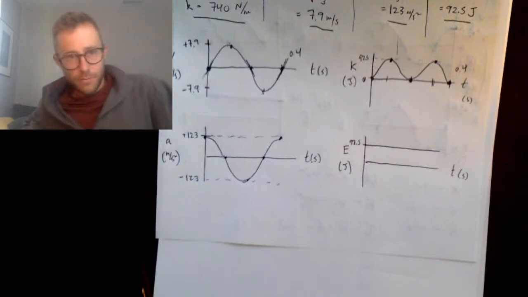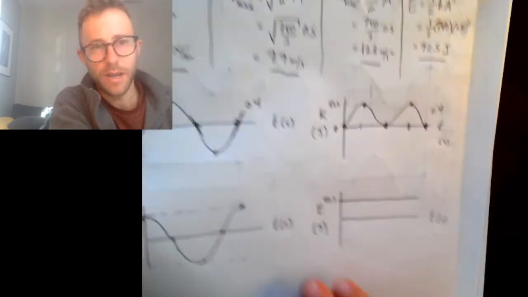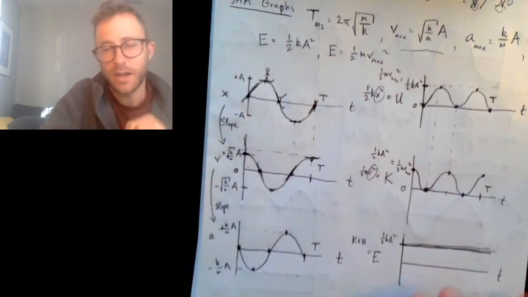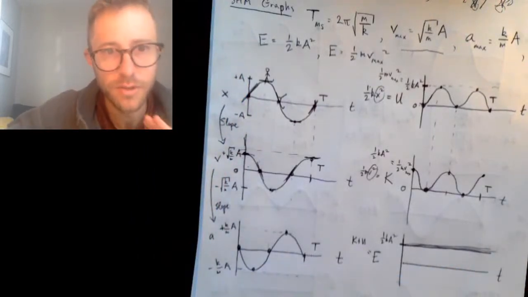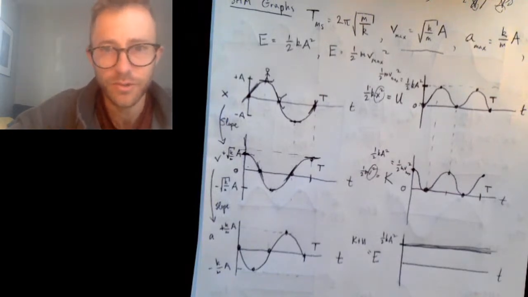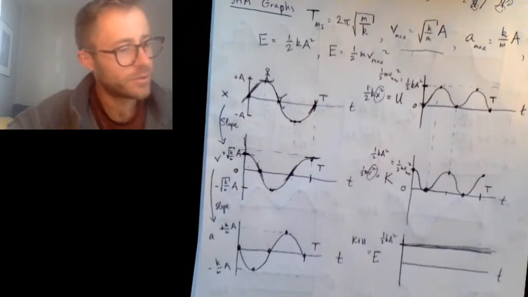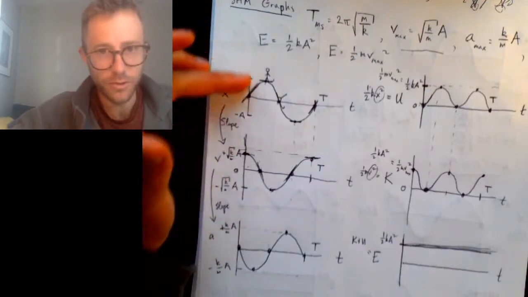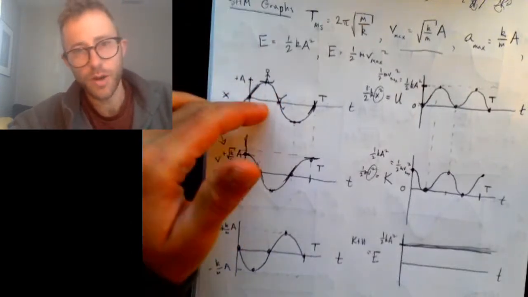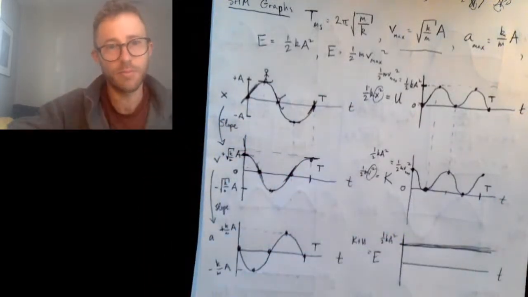So let's review. What have we done here? We have learned how to make a bunch of graphs starting with the position time graph, we have learned how to make the velocity time graph, the acceleration time graph, the potential energy versus time, the kinetic energy versus time, and the total energy versus time. So to get velocity and acceleration, you use the slope method. And then to get the energy, you have to square one of the graphs. So squaring basically means taking all the negative values and make them positive.